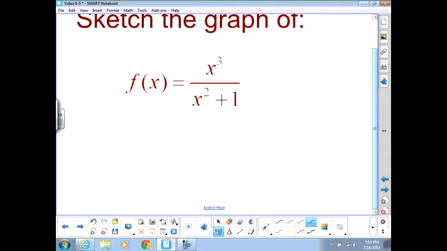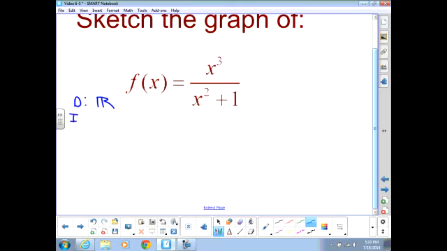First one here, x cubed over x squared plus 1. We've got to first check the domain. Well, we've got a rational function, so we want to see when the denominator is going to be 0. Well, that would mean x squared would have to be a negative 1. When you square something, it comes back positive, so there's no way to make the denominator 0, so therefore our domain is all real numbers.